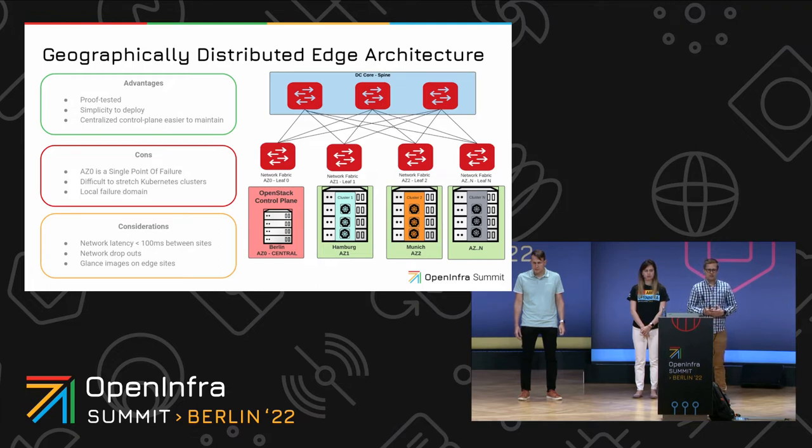So one of the advantages of this architecture is that we have been working on this for many years. It has been proof tested. It has evolved based on all the needs that we have seen in the field. Of course, because it's proof tested, it's much more simple to deploy. So one of the things I would like to highlight in this architecture is that the OpenStack control plane would live within one availability zone, which means one physical area. The downside of it is that if, of course, the connectivity is lost between this area and the other sites, the control plane would not be available for some time, but the workloads would be running fine.